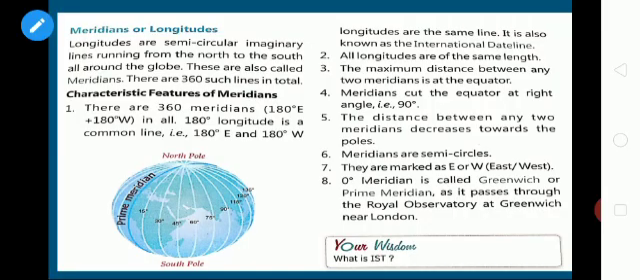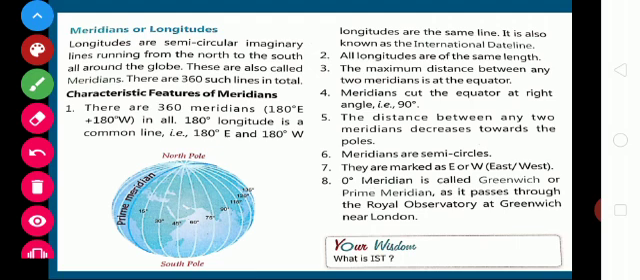And today we are going to see about meridians or longitudes. These are also an imaginary line that runs around the globe. Parallel runs as a horizontal line, but the longitude is a vertical line. Longitudes are semicircular imaginary lines running from the north to the south all around the globe. These are also called meridians.